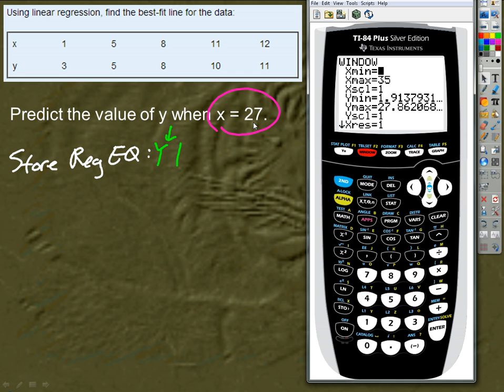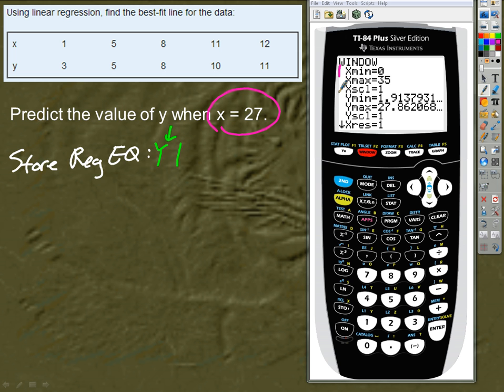This is really important though. Remember that I need the X min and the X max to include that X value if I'm going to use it, right? And so I would have to adjust those accordingly. It's already set up to work this time, but if it weren't, I'd have to make one of them smaller or the other one bigger, but make sure that that's included, right? Once it's included, then I can just go, this is the other really important one.